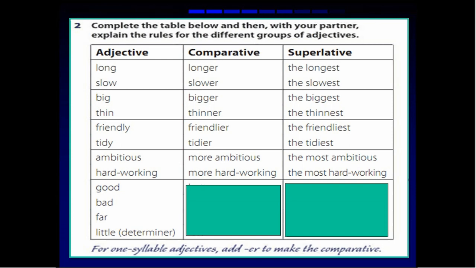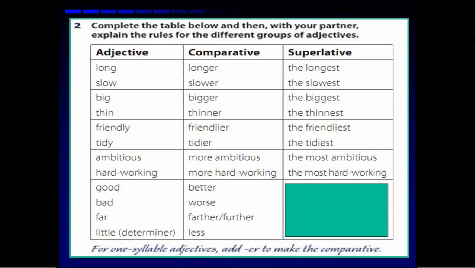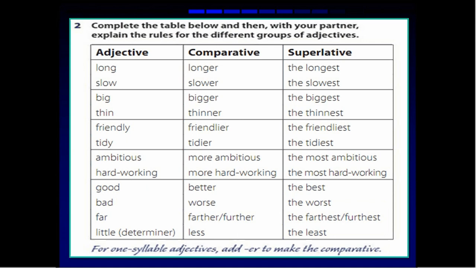But we have also some irregular forms like good, bad, far, little. We can go now to know about our comparative. For good, we have better. For bad, we have worse, far, farther, further, little, less. The best, the worst, the farthest, furthest, the least.